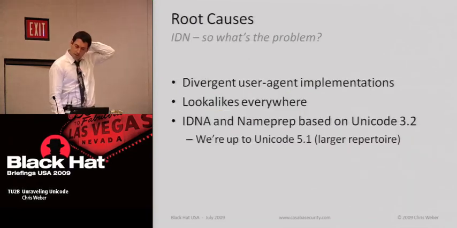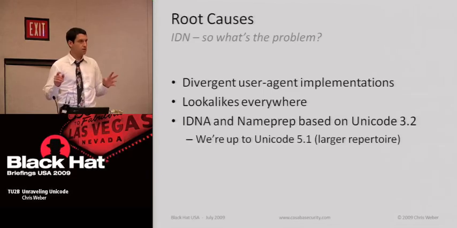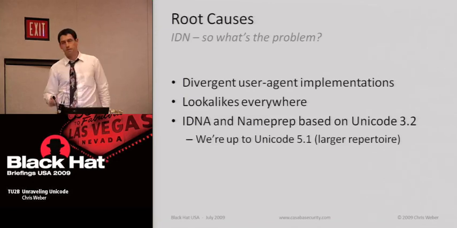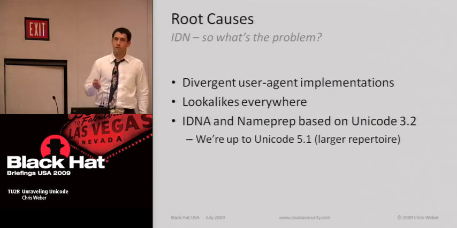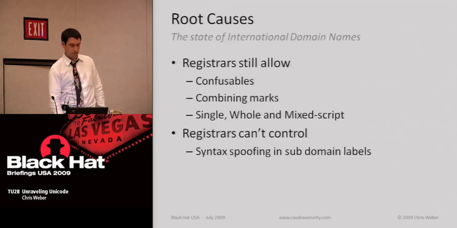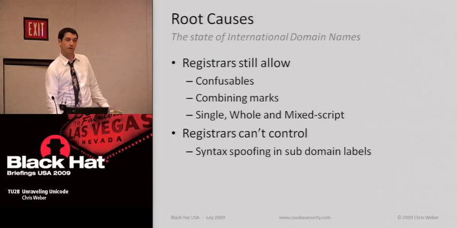So really the problem today seems to be more about a divergent sort of implementation of these standards and these recommendations, right? All the user agents are doing it a little differently. And also the IDNA, which is the RFC standard for internationalized domain names, is fairly old at this point. It's based on Unicode 3.2. I think it came out in 2002. It's actually being updated, so I believe later this year or early in 2010, there's going to be a new standard IDNA that's going to address more of these issues. So at the end of the day, the registrars are still allowing confusables to exist in domain names, and they're unable to control the subdomain labels.